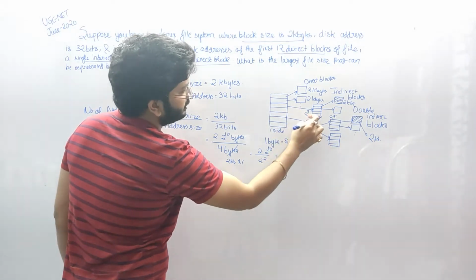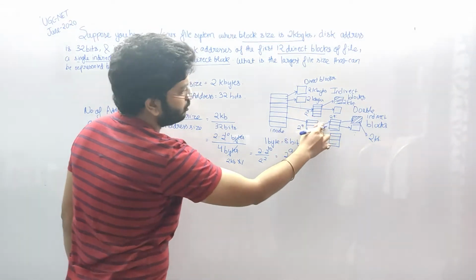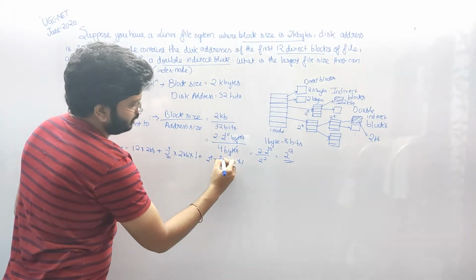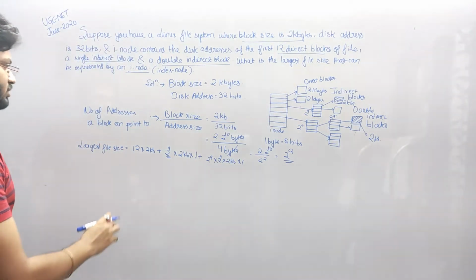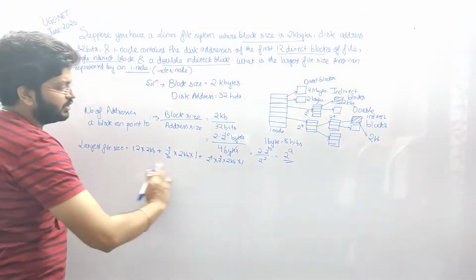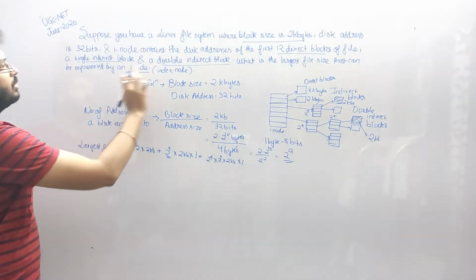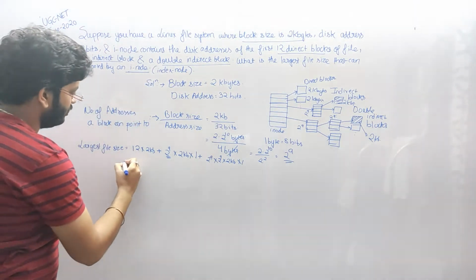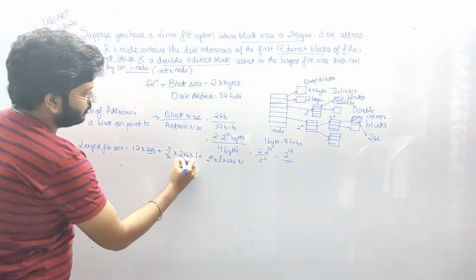Here it is single, here it is double. So 2 power 9 into 2 power 9. Now just by solving this, we'll get the largest file size that can be represented by an inode. So here 2 KB is common everywhere.